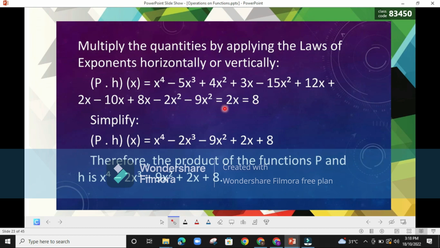Then we have to simplify p times h of x, which is equal to x to the power of 4 minus 2x cubed minus 9x squared plus 2x plus 8. Okay, so by the way, this is already the simplest form after getting the product of the two trinomials. So therefore, the product of the functions p and h is x to the power of 4 minus 2x cubed minus 9x squared plus 2x plus 8. Okay, again, this is a typo error. This is supposed to be plus 2x plus 8.